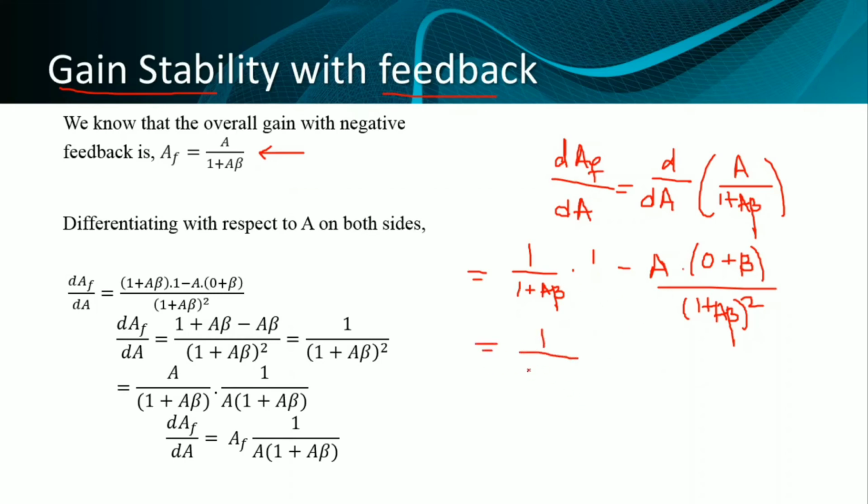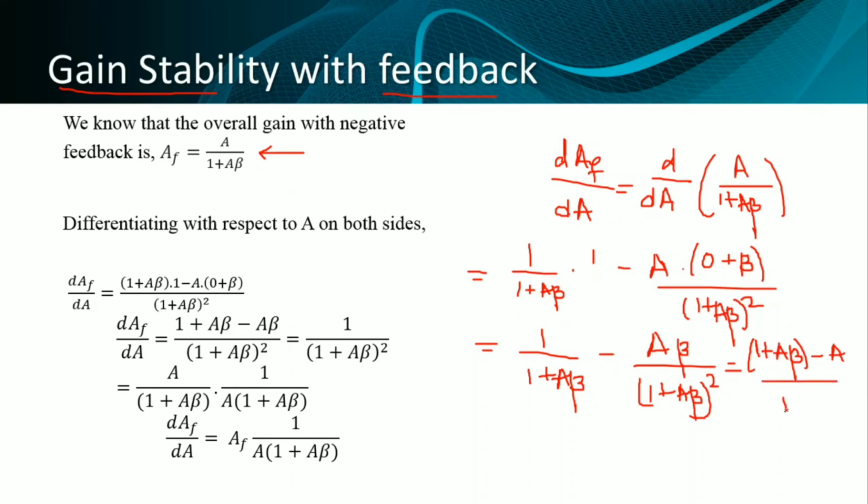You will be getting 1 by 1 plus A into beta minus A into beta divided by 1 plus A beta whole square. So if I take the LCM here, I'll be getting 1 plus A beta minus A beta divided by 1 plus A into beta whole square. Okay, so that is what is written here. In the next step, A beta and A beta get cancelled and I am remaining with 1 divided by 1 plus A into beta whole square.